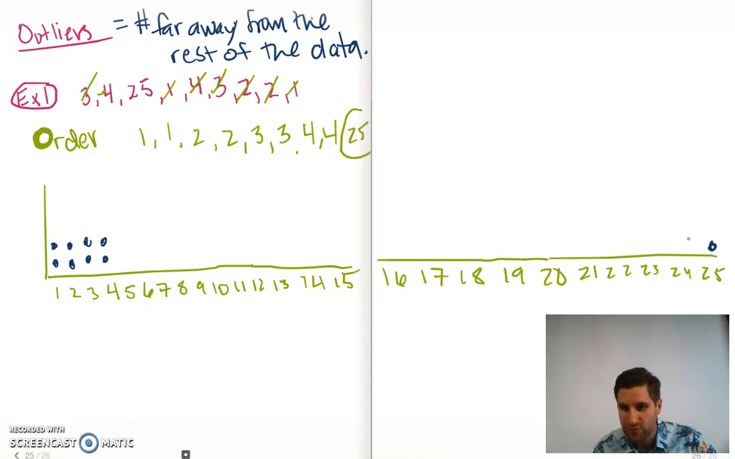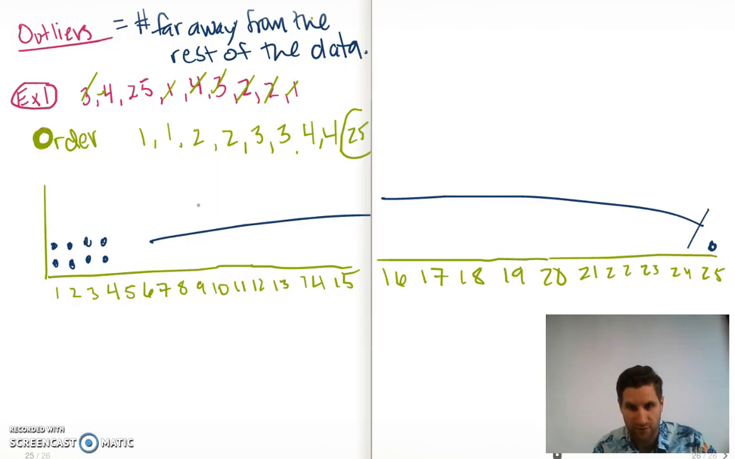Does 25 look like it's far away? Yes. Oh, it doesn't let me write across. Look at how far that is. That's a big gap. Okay, so this is a clear indication that we're talking about an outlier. Okay, so looking at that, now this is very interesting what it creates for my mean and median.